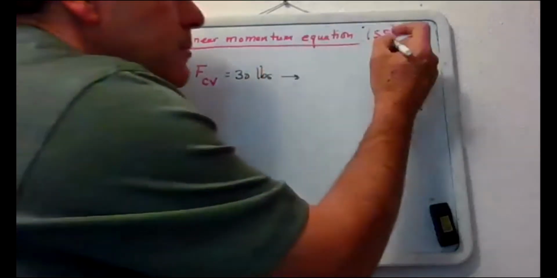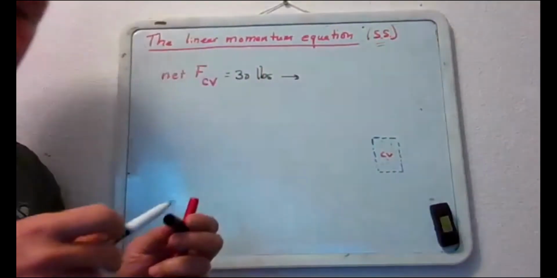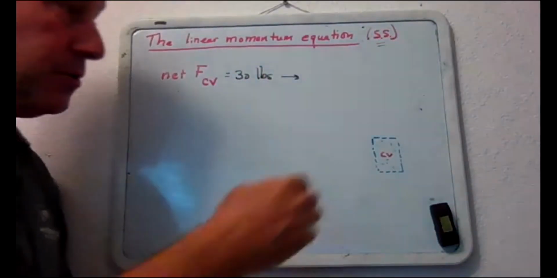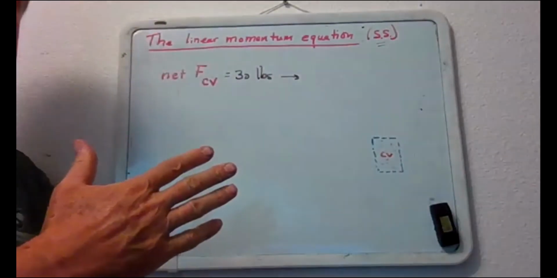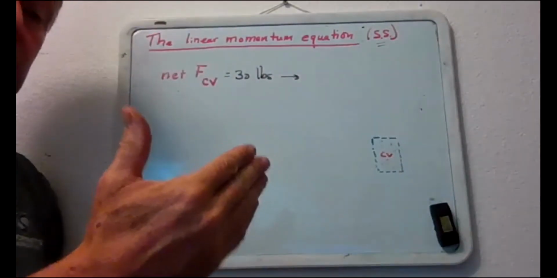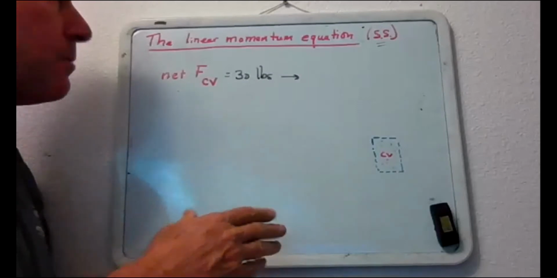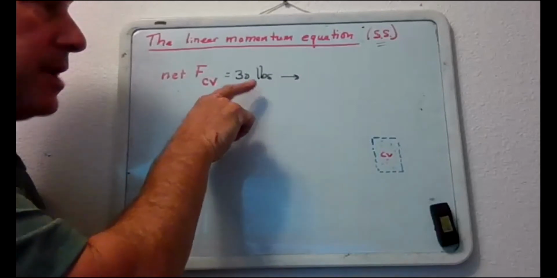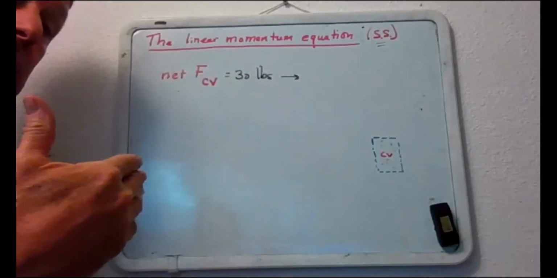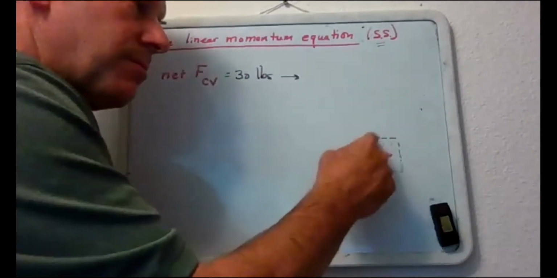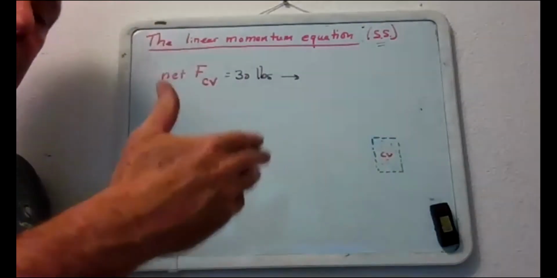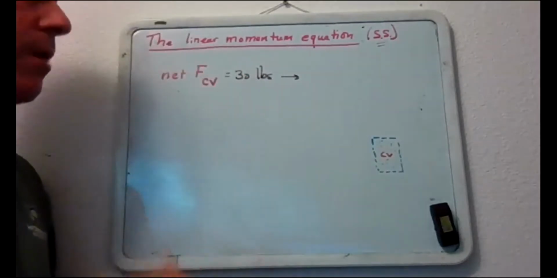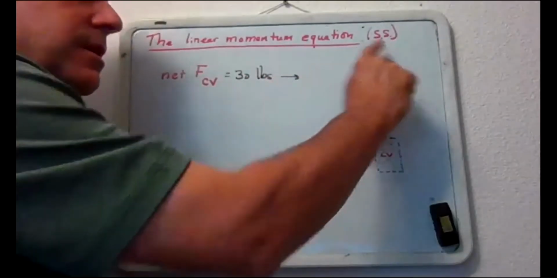In ME120, we do steady state. So the number of molecules inside that control volume is the same, and what's going on with them is going to be the same continually. So you might say, hey, 30 pounds is the force on the molecules at an instant, but that 30 pounds is going to be there continuously because we're in steady state.